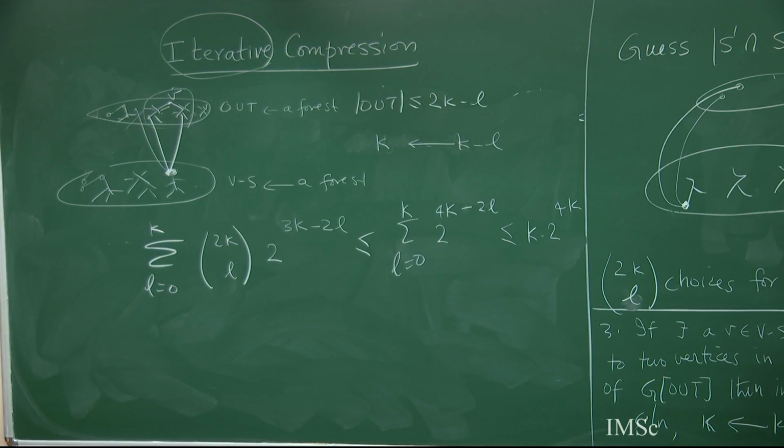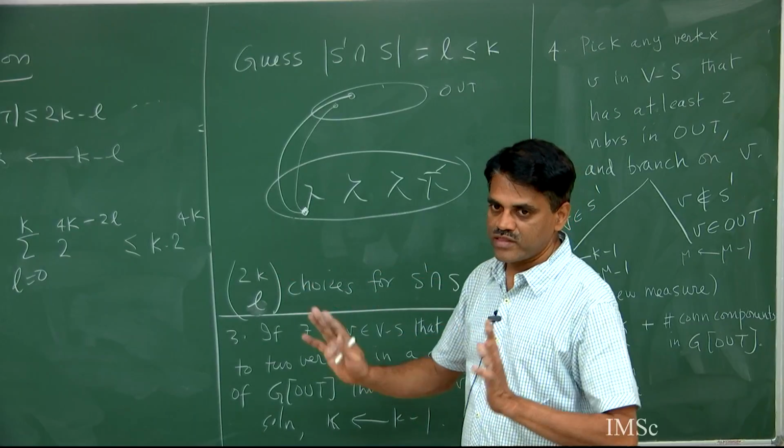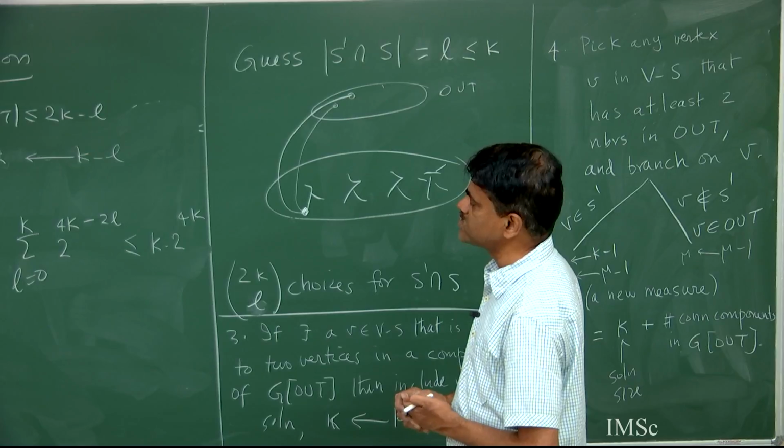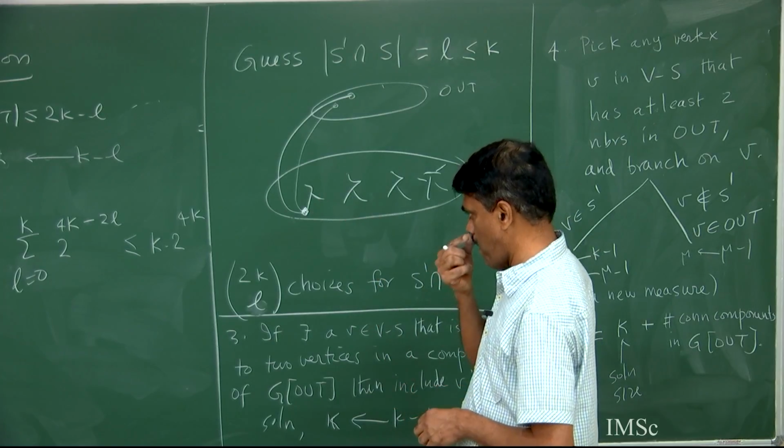It turns out instead of starting with this 2k approximation algorithm, you can start with something much smaller, and that gives you a lot of room to get this bound to a much cleaner bound. So, let us get to that. That takes us to this notion of iterative compression.